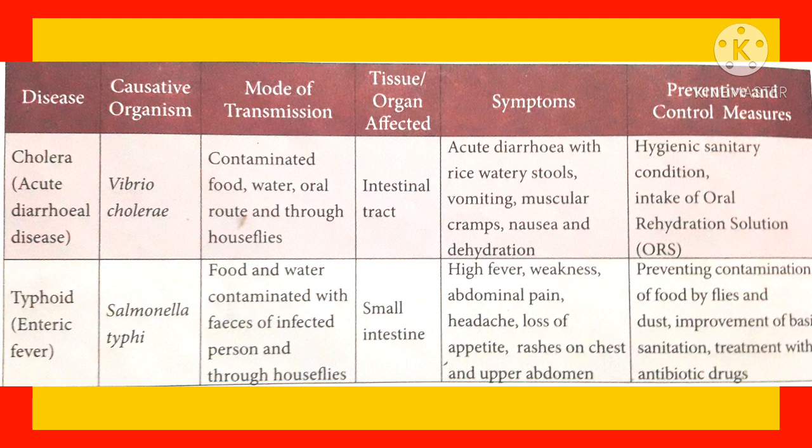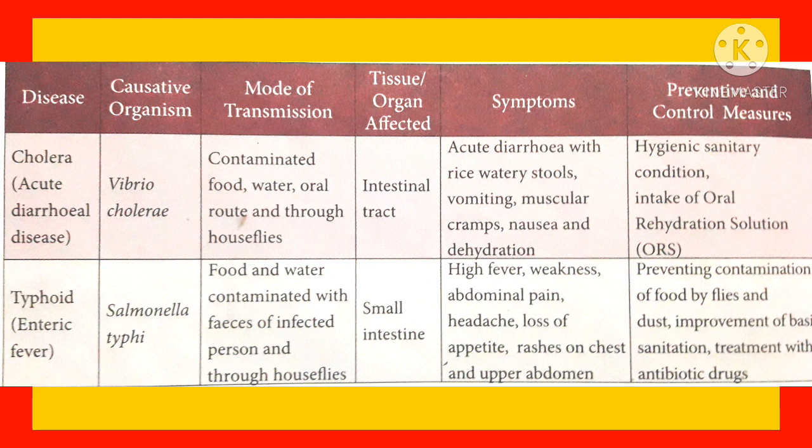Okay, which is the causative organism? Vibrio cholerae. Okay. So which organ will it affect? Intestinal tract. Symptoms: how to find out the person is affected by cholera? Acute diarrhea with rice watery stools, vomiting, muscular cramps, nausea and dehydration.